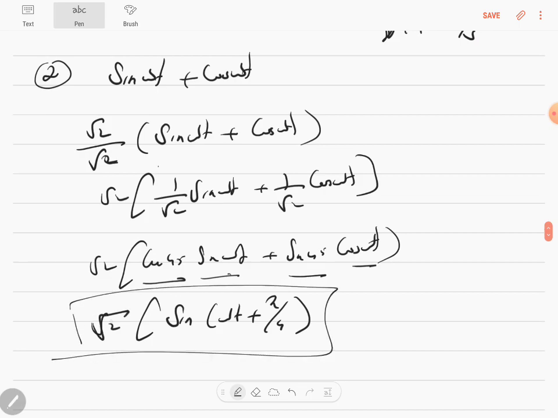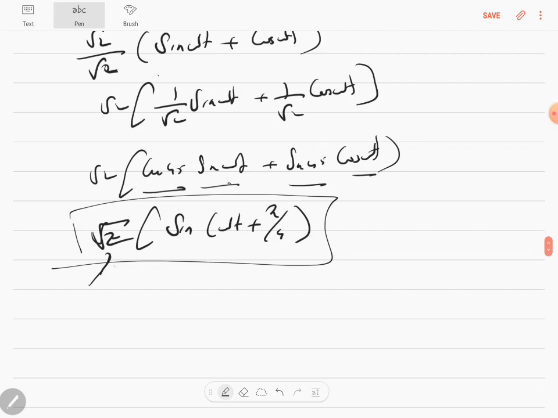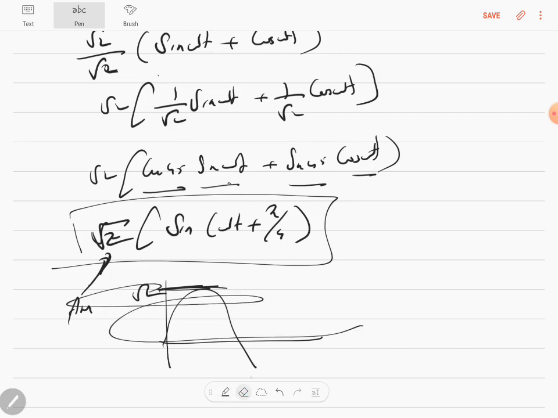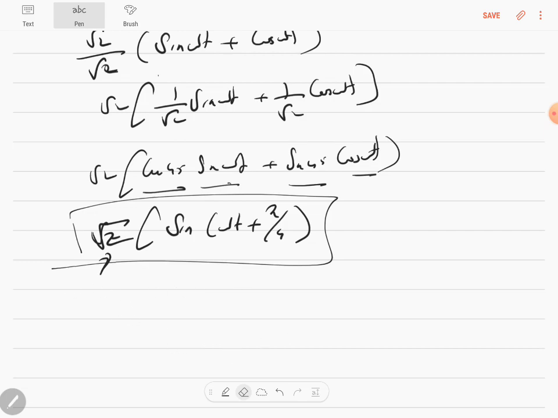This is okay. You can have a root 2 which refers to the amplitude. Amplitude means, for a sine function, what is this maximum amplitude? That's root 2 here, correct? So you understand what the root 2 stands for? It's for the maximum amplitude, correct?